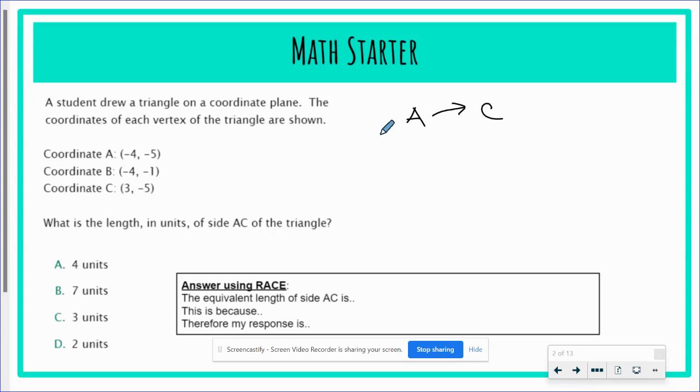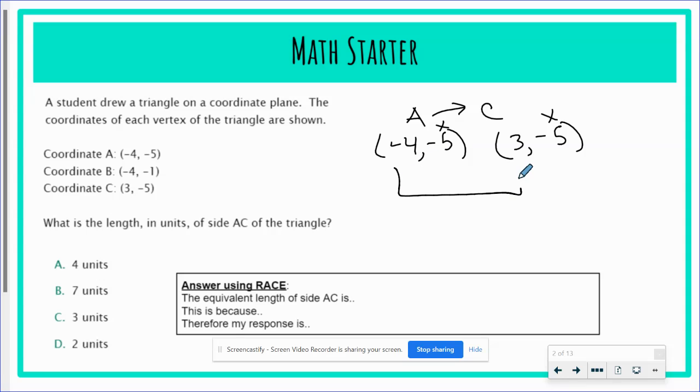What I notice is, let's write down the coordinates first actually, that the y coordinates are the same. They are both 5 units below the x-axis, I should say. We're going to look at the x coordinates. We want to go from -4 to 3. And we need to think about how many hops is that. Let's put 0 in the middle here.